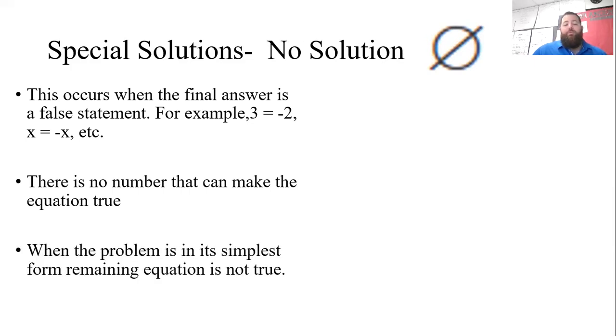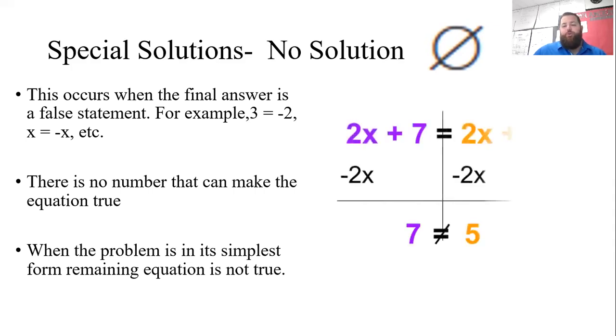So how do we know? Well, when the problem is in its simplest form, the equation is not true. For example, 2x plus 7 equals 2x plus 5. When I subtract the 2x, I get that 7 equals 5. That is not a true statement. Therefore, there is no solution.